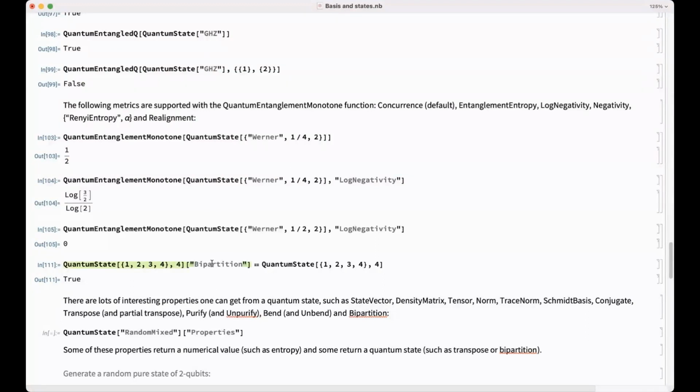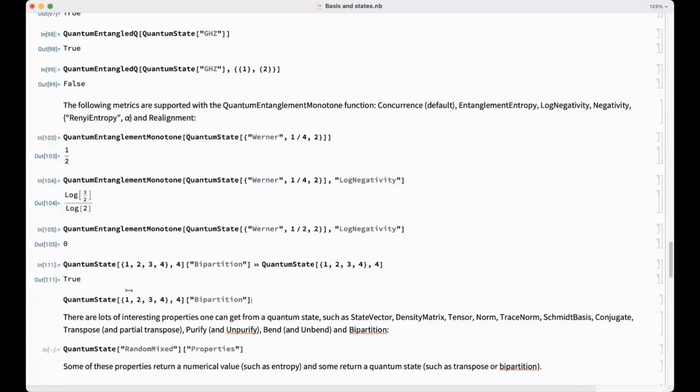And you can do this bipartition for any kind of state. So it just divides your dimension. A more advanced example would be, for example, if you create not a 4-dimensional one, but some 10-dimensional one.